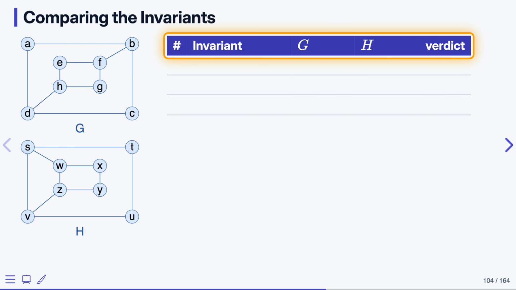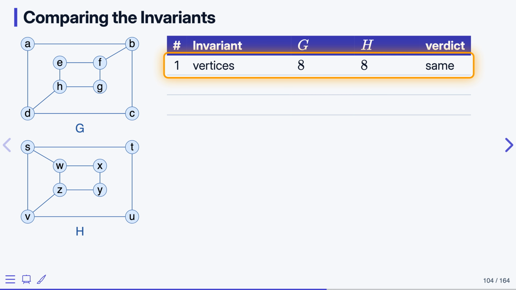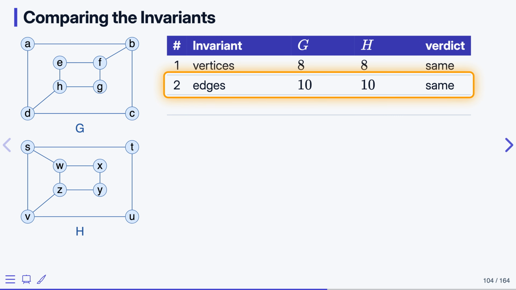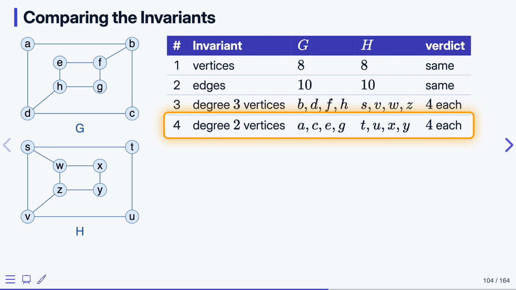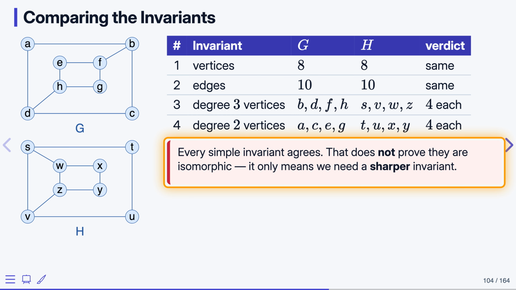Let's compare the invariants, one line at a time. Step 1, count vertices. 8 and 8, same. Step 2, count edges. 10 and 10, same. Step 3, find the vertices of degree 3. In G they are B, D, F, and H. In H they are S, V, W, and Z. 4 in each graph. Step 4, find the vertices of degree 2. In G they are A, C, E, and G. In H they are T, U, X, and Y. Again 4 in each. So every easy test agrees.